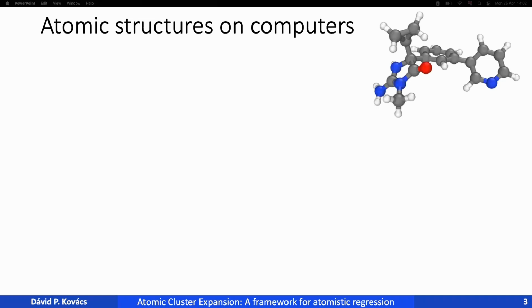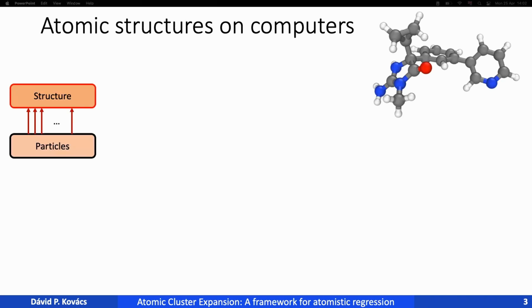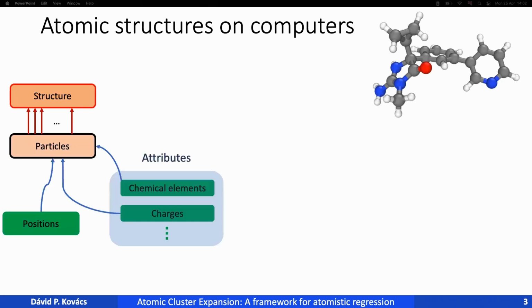So what is an atomic structure? An atomic structure is something like a molecule, as you can see up there. It has atoms, so particles, and those particles are atoms in our case. These particles have positions, and they also have something that I call attributes, which are properties of these atoms, like their chemical elements or charges.